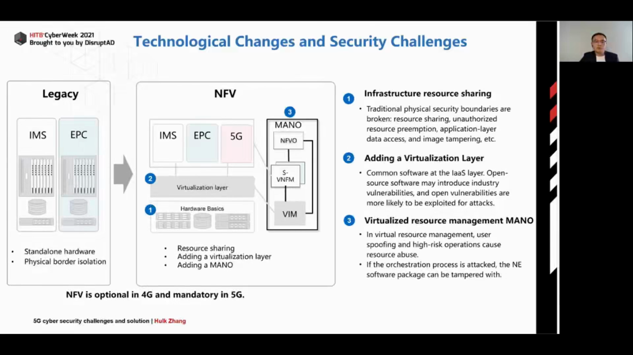And for virtualized resource management, in the manual, user spoofing and high-risk operations cause resource abuse. It means the manual will be targeted to launch cyber attacks. And also, if the orchestration process is attacked, the network equipment software package can be tampered with.